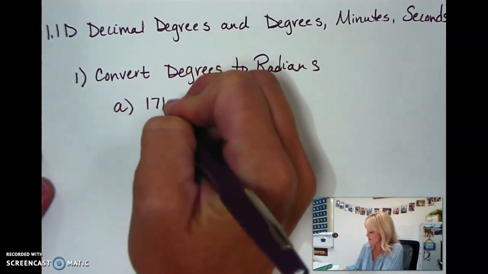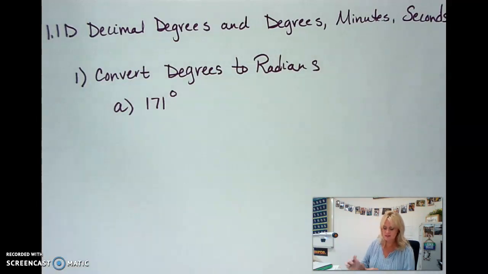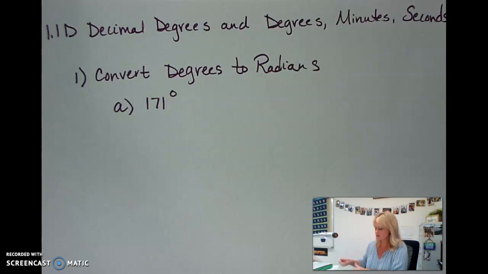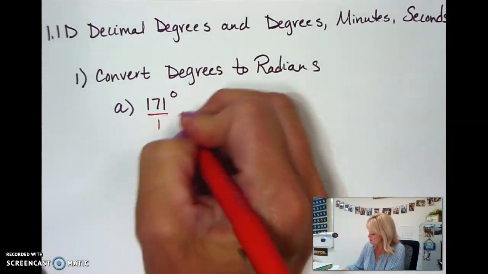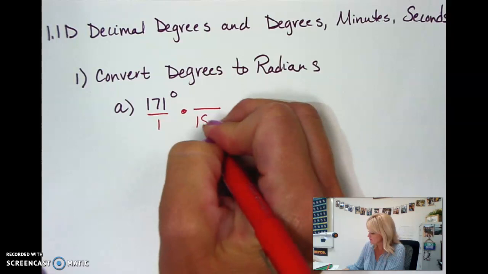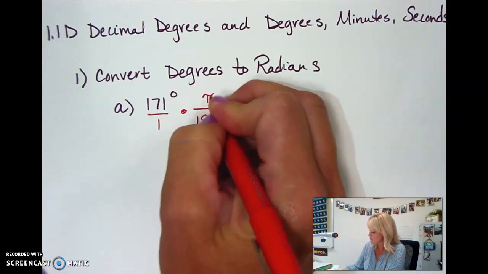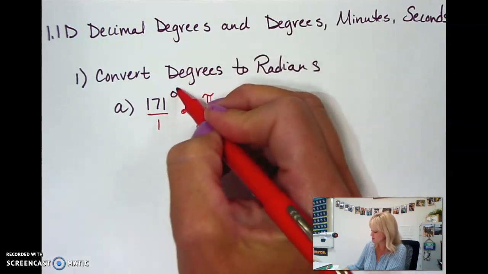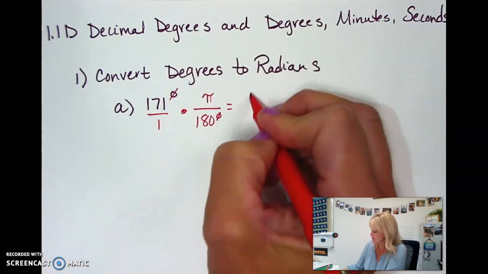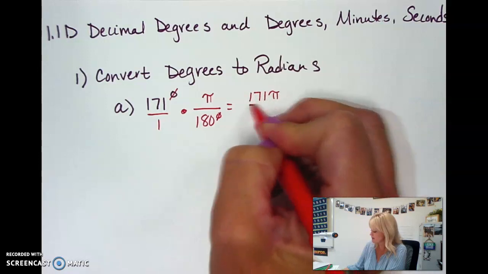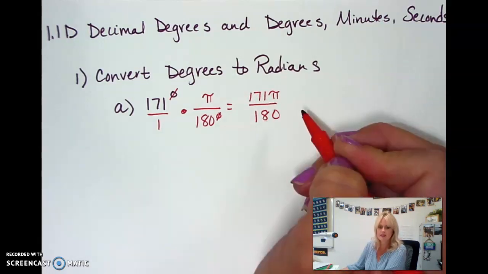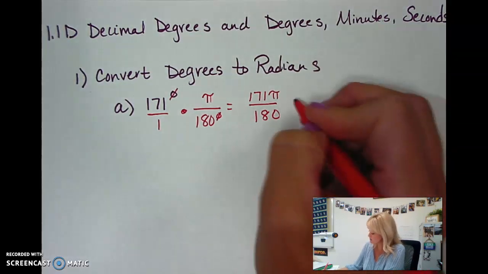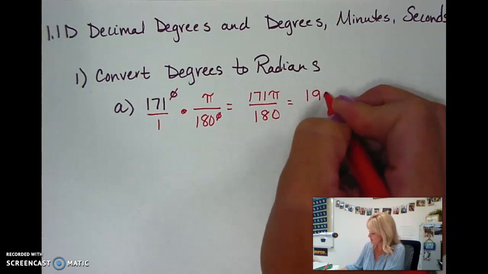So how would we take 171 degrees and convert that to radians? You want to get rid of degrees, so the degrees conversion is going to go on the bottom, 180 degrees with pi on top. If I have degrees on top and degrees on the bottom, we have 171 times pi over 180. Again, remember you always want to reduce, so when we reduce this, we get 19 pi over 20.